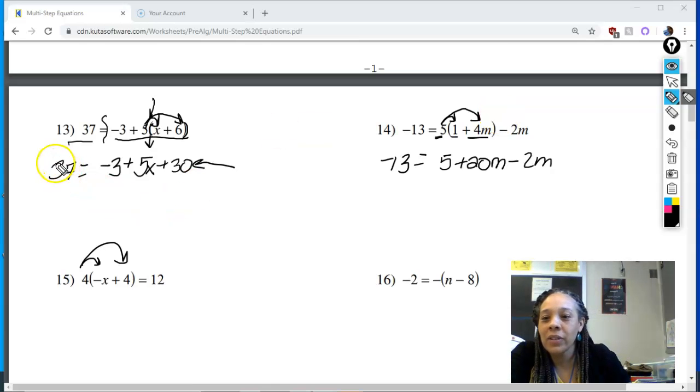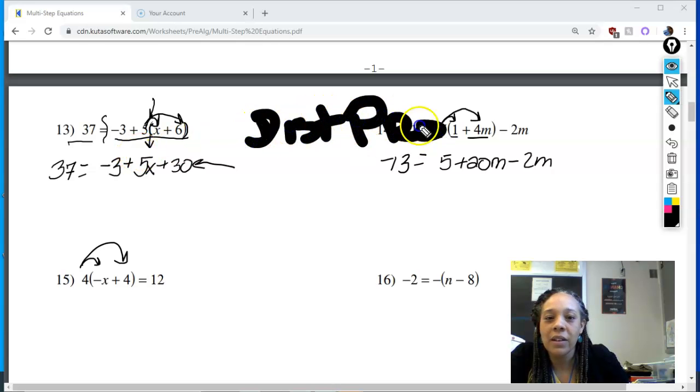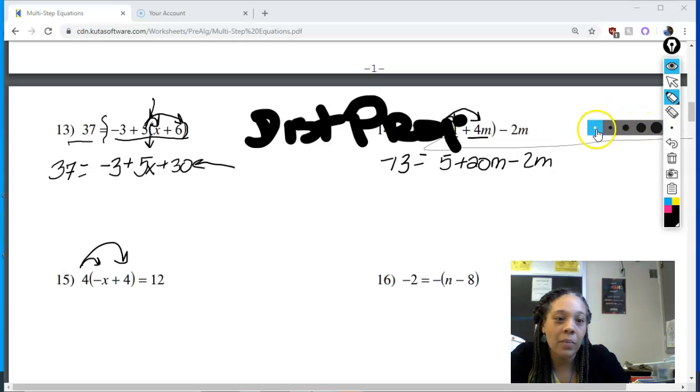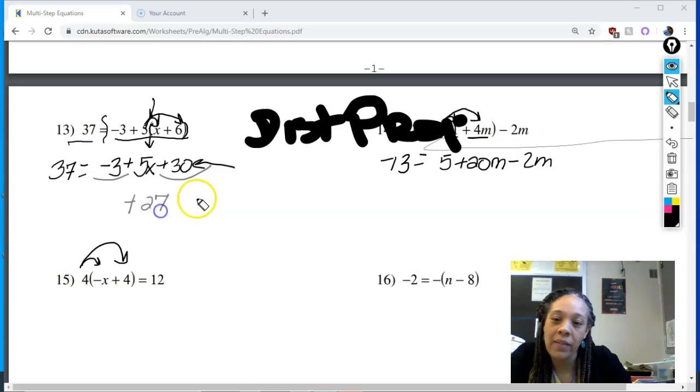Let's go back to number 13. Now that you know what to do with the distributive property, the second thing we're going to do is combine like terms. So we did distributive property. Now we're going to combine the like terms. So this -3 and plus 30 can go together. So -3 plus 30 is positive 27. And I still had 5x right there.